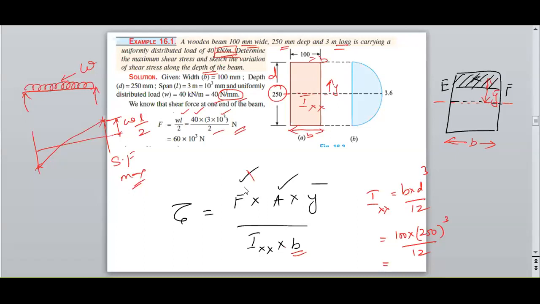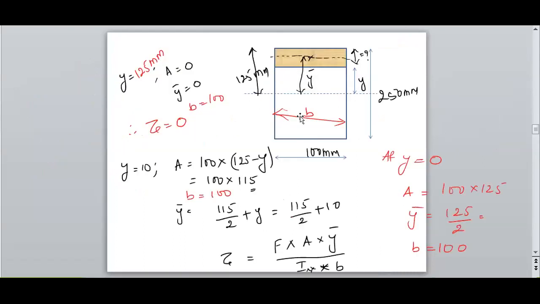Now I need to find the area. That is, I need to shift the EF line from the top to the bottom. This is the EF line, which is at a height of y from the neutral axis.